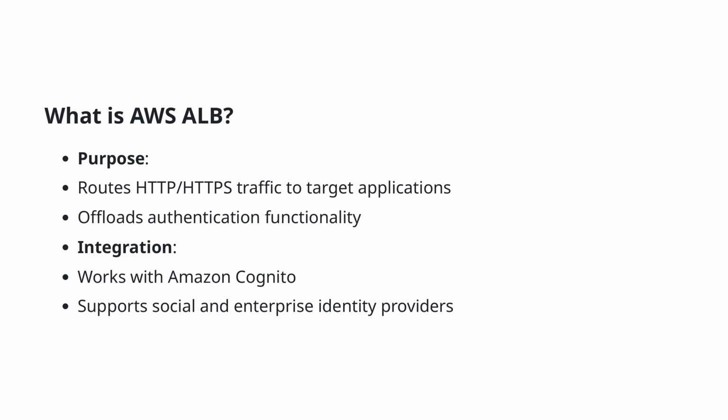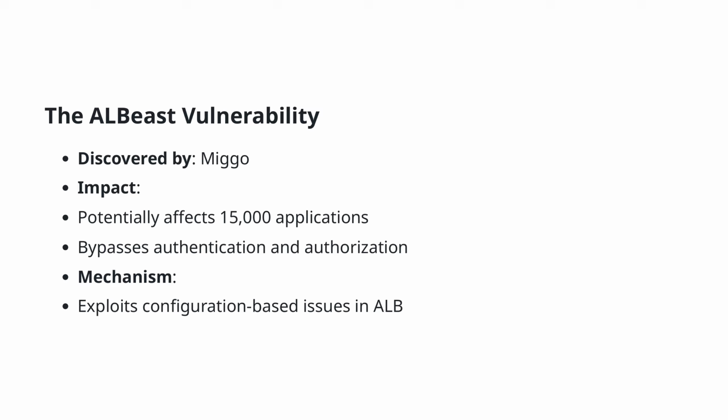Understanding the fundamental role of ALB in your architecture sets the stage for comprehending how vulnerabilities could impact your applications and what measures can be taken to mitigate potential risks. Now let's focus on the ALBeast vulnerability. This vulnerability was discovered by Miggo and has quite a significant impact, potentially affecting up to 15,000 applications. It allows attackers to bypass authentication and authorization mechanisms, posing a substantial security risk.